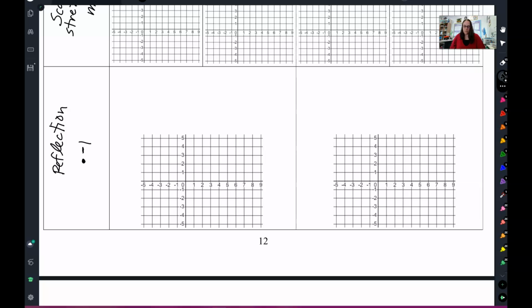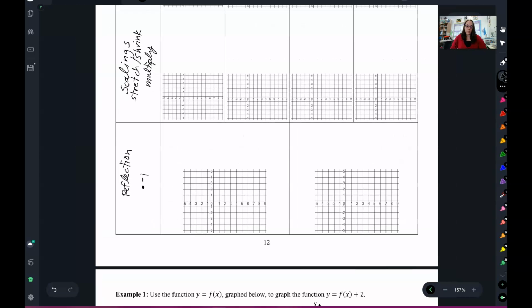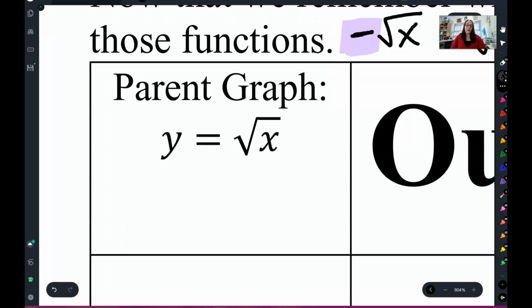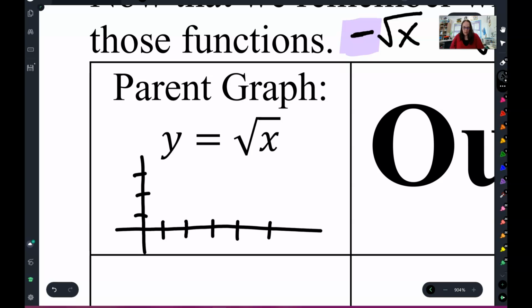The example we're going to be working with for this entire chart is up here. Our parent graph is y equals square root of x. So we're going to very quickly just draw what the parent graph of this looks like. 1, 2, 3, 4, 5. Oops, I want 9 actually. 2, 3, 4, 5, 6, 7, 8, 9.